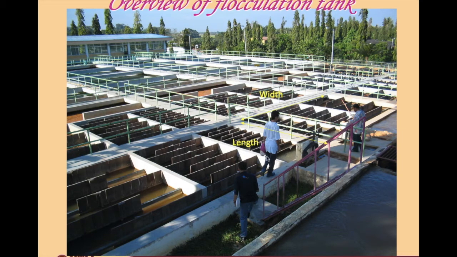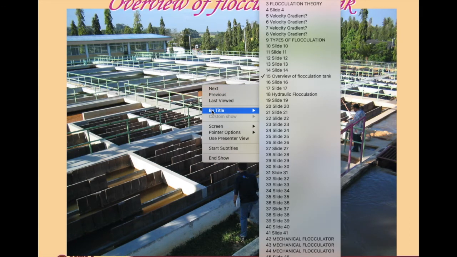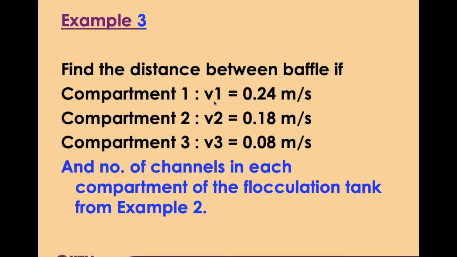Notice that the length is the same, the width of the tank does not change, and the depth of the tank also does not change. What we can say is that every compartment has a different speed of water traveling in it. Right, so we continue with that.